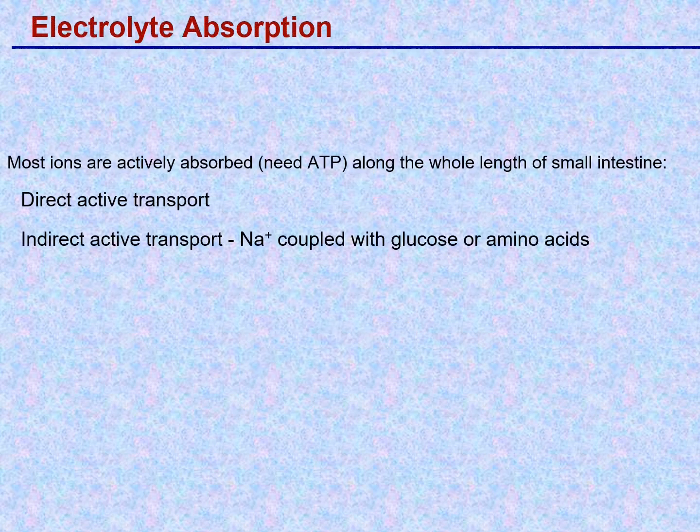The electrolytes are absorbed. That 80% of the electrolytes that get absorbed, they're actively absorbed. In other words, this kind of absorption needs energy, and the energy source is from ATP. They're absorbed along the whole length of the small intestine. It's a direct active absorption, and also there is an indirect active absorption where sodium is coupled with either glucose transporting in, or sodium gets coupled with amino acid being transported in.